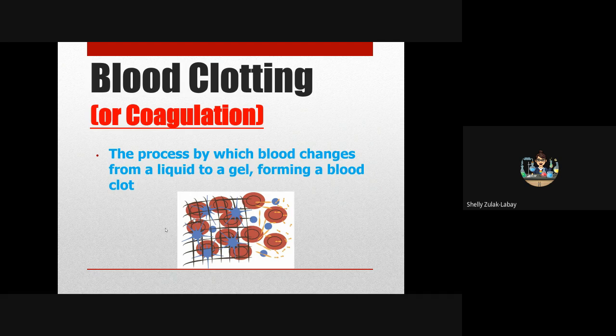So on the top of page number 9, before we go any farther, I would like you to write down the definition for the term blood clotting. So this would, again, be more of a general term. The more medical or scientific term would be coagulation of the blood. And blood clotting or coagulation describes the process by which blood changes from a liquid to a gel-like state, forming a blood clot. This is a way that our body stops bleeding when we injure ourselves.